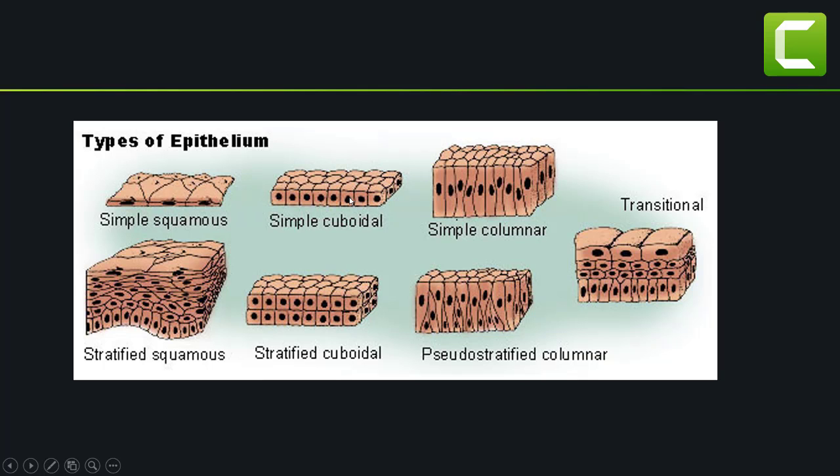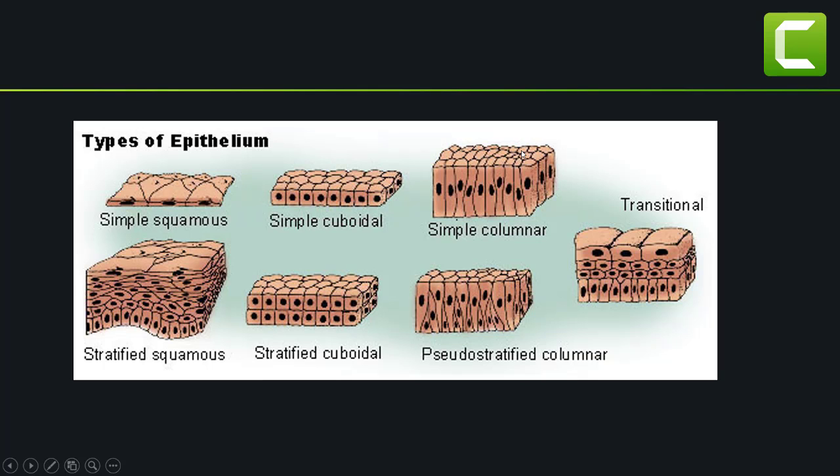The simple cuboidal is found in cells that look cuboidal, also with the nucleus in the center, and these cells rest on the basal lamella. This is called simple cuboidal, found in the ducts, and also in the proximal convoluted tubule of the kidney.